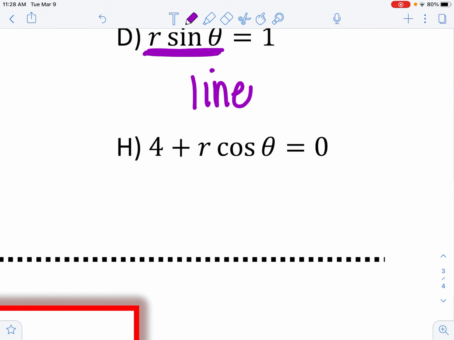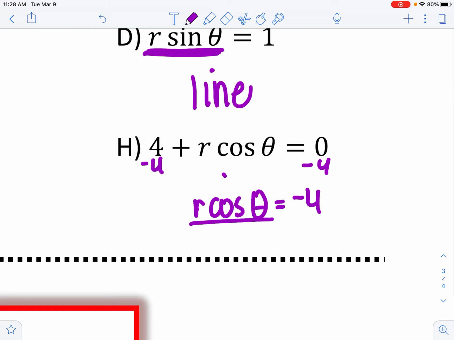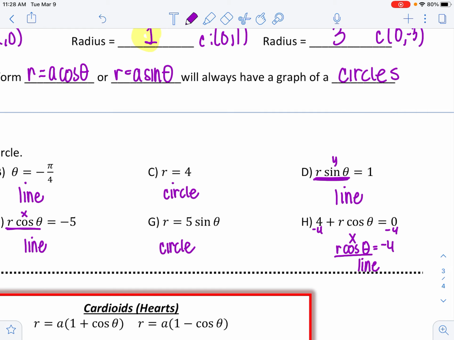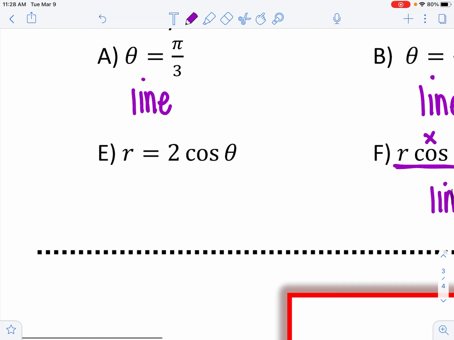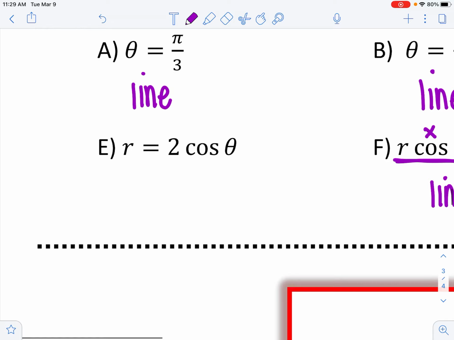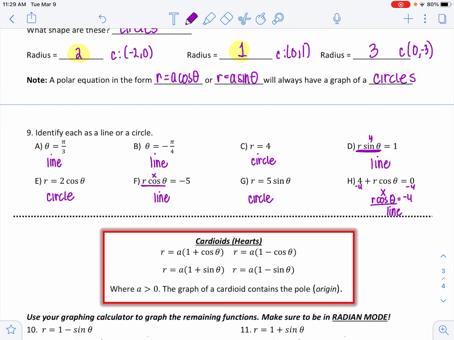And last one, there's this +4 right here. So I was like, okay, wait, I need to get rid of that. So I'm going to subtract 4 from both sides. I have r cosine of theta equals -4. R cosine of theta is the same thing as x. X equals -4 is a line. All right, here's your follow-up questions. On the circle, ooh, I skipped one. This is r equals 2 cosine of theta. That's a circle.